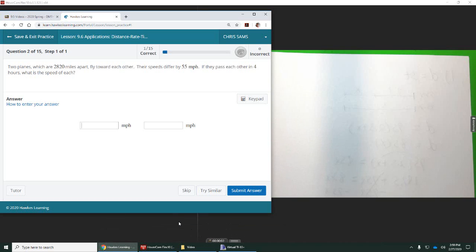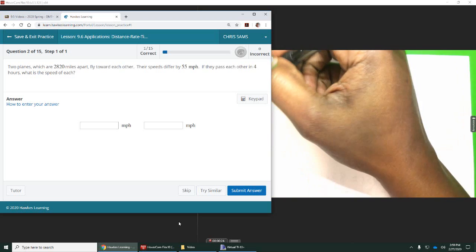All right, example number 2. We have two planes which are 2,820 miles apart. They fly toward each other. Their speeds differ by 55 miles per hour. If they pass each other in 4 hours, what is the speed of each plane?